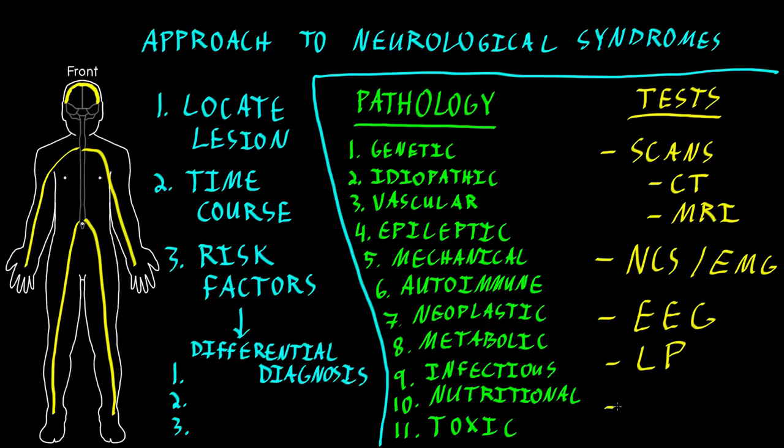And lastly, sometimes we need to take a small piece of tissue and send it to the laboratory. We call that a biopsy. And for neurological syndromes, sometimes a biopsy is helpful of skeletal muscle, or of a nerve, or sometimes even the brain in certain situations.